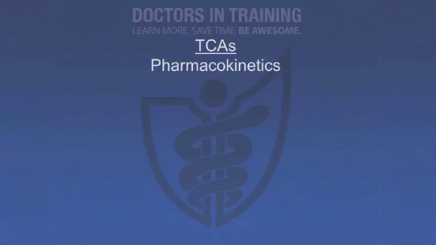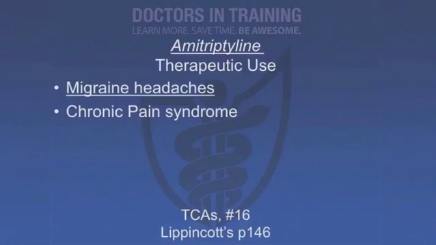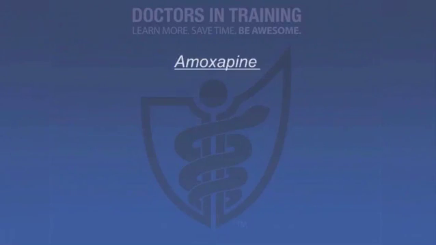TCAs may exacerbate certain medical conditions such as unstable angina, benign prostatic hyperplasia, epilepsy, and patients with pre-existing arrhythmias. Now let's look at some of the pharmacokinetics and uses for tricyclic antidepressants. First up is amitriptyline. Its primary use is for depression, but amitriptyline has also been used to treat migraine headache and chronic pain syndromes like neuropathic pain. Amoxapine is a strong norepinephrine reuptake inhibitor and a weak serotonin inhibitor.